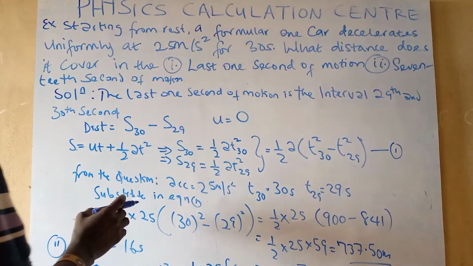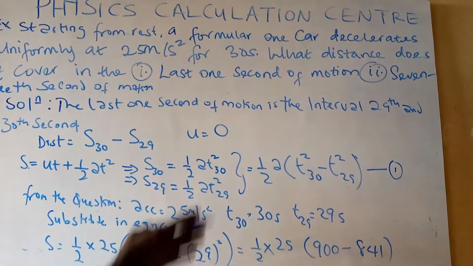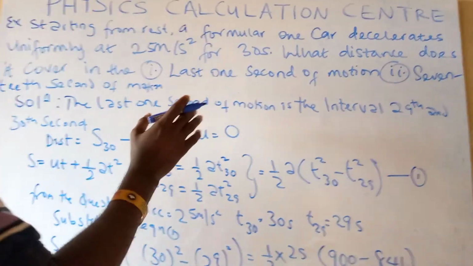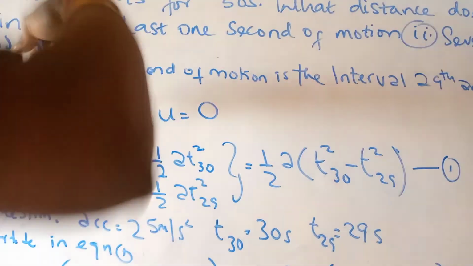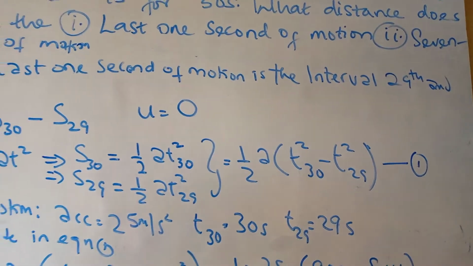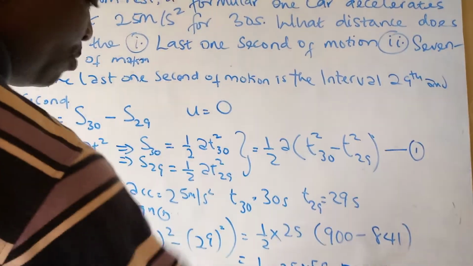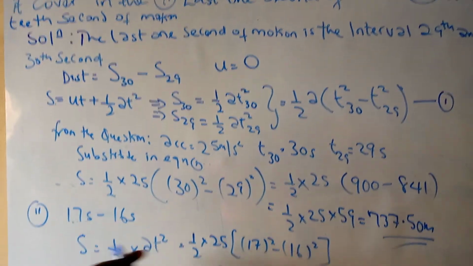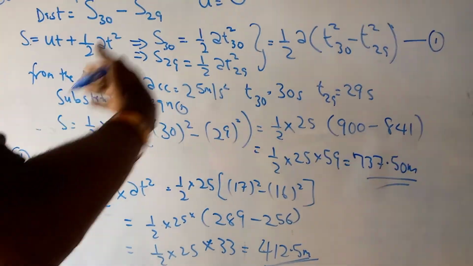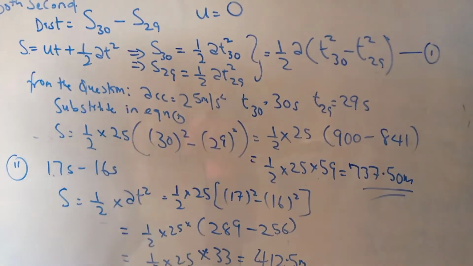So from here you would see that to calculate the distance in the last 1 second, all you need to do is to know the equation of motion you are going to use. Once they say the last 1 second, what it means is that you take the second before it, and the two of them you subtract. Once you subtract, you get your distance. The same thing applies to the 17th second of motion. Use 16, the second before the 17th, subtract it, and you'll get the distance.